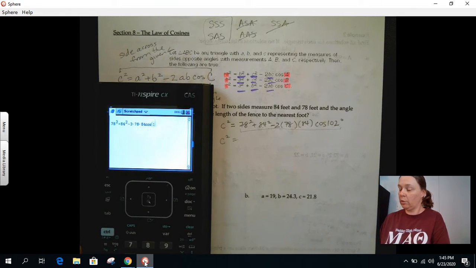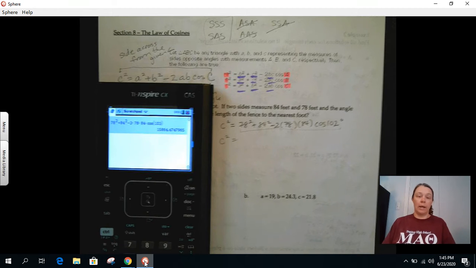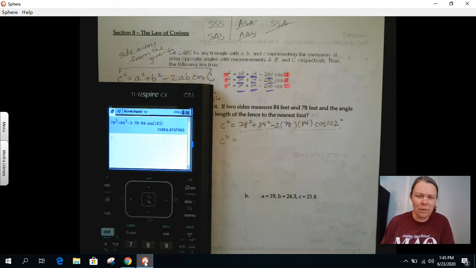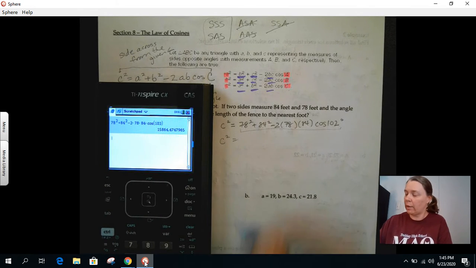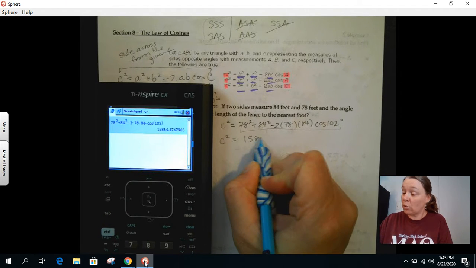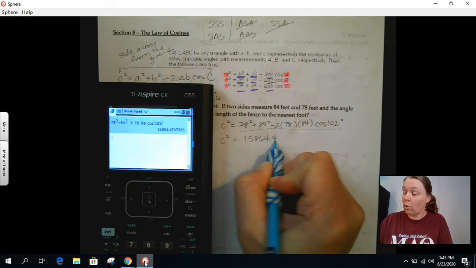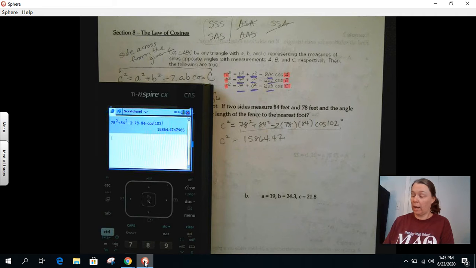Cosine 102. And then I get this 15,864.47 and so on. I can write that down. But that's C squared. I really want to know what C is. So I'm going to take the square root of that. So I'm going to hit Control squared to get the square root.